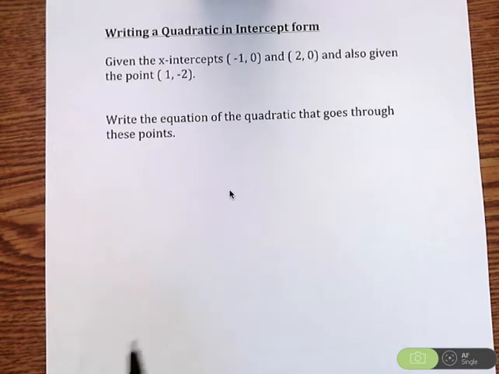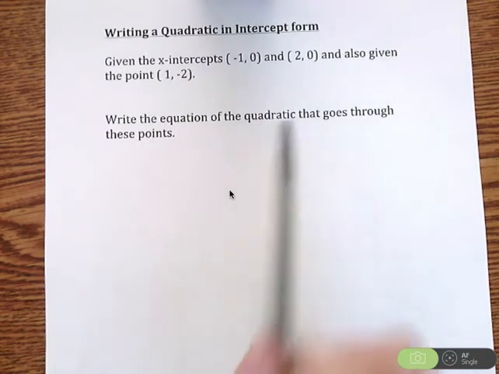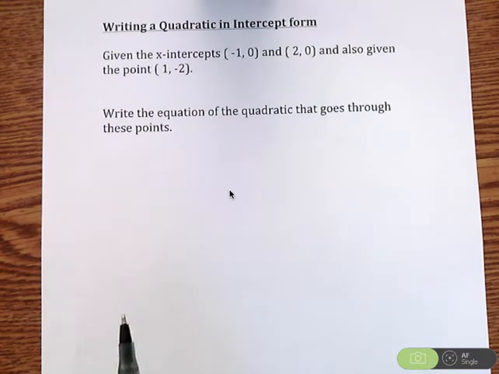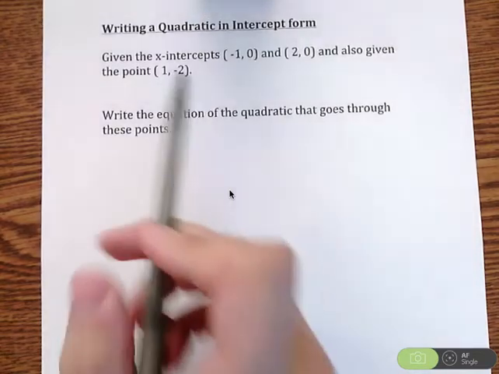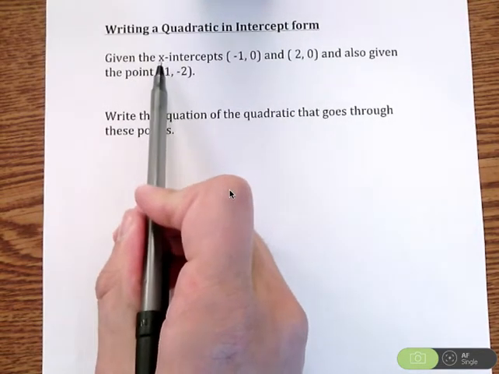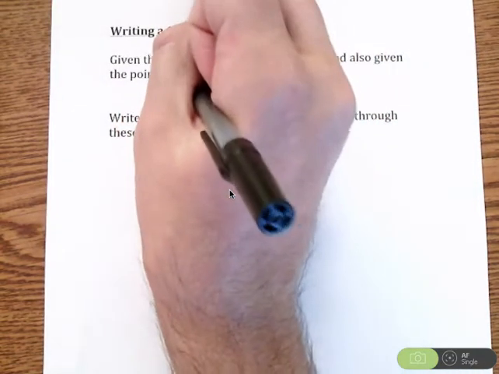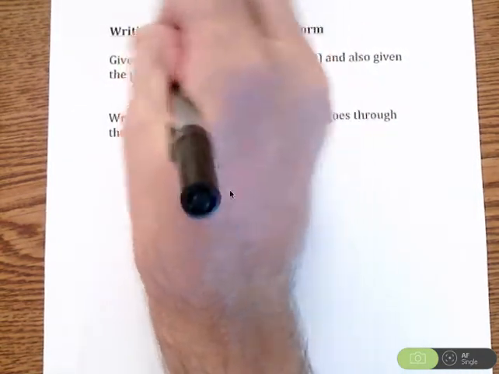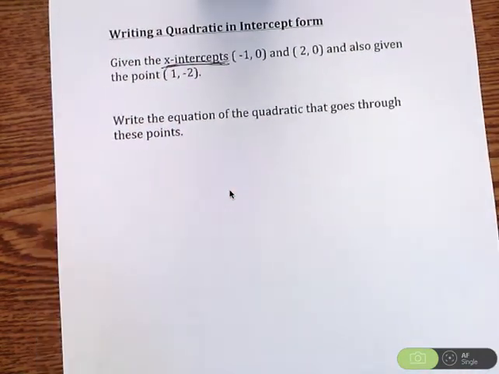Typically, in the wording of the problems, they're not going to tell you which form they want you to write the quadratic in. But there are context clues in the problem that tell you which form. They gave us a point and they gave us two x-intercepts. The key right there is they tell you we're going to write this in intercepts. What that usually tells me is I want to write this in intercept form.